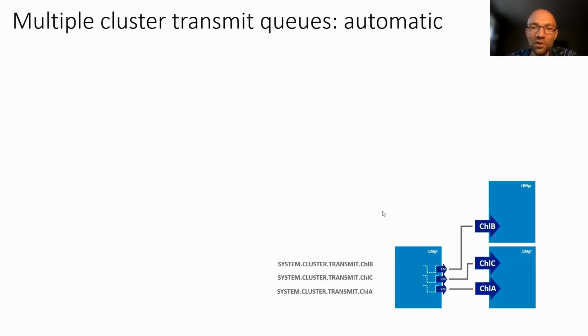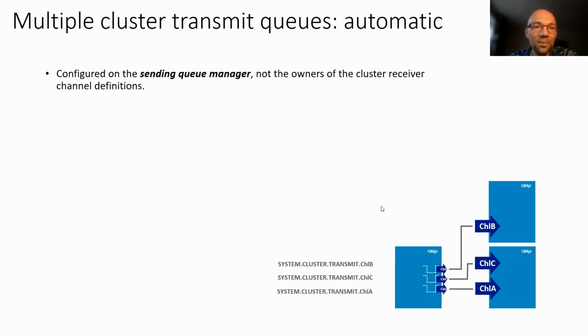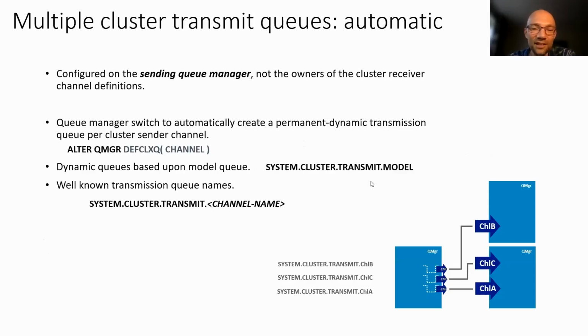You can either have MQ do it automatically. And the way that you set this up is that on the sending queue manager, you set the DEFCLXQ attribute on the queue manager definition. You set that to CHANNEL. And that tells the queue manager that it should create a new transmission queue for each cluster channel that gets started by that queue manager. So in a cluster where you've got channels being sent to 3 different queue managers, then the queue manager will automatically create 3 different cluster transmit queues for each of those channels that go into remote queue managers.